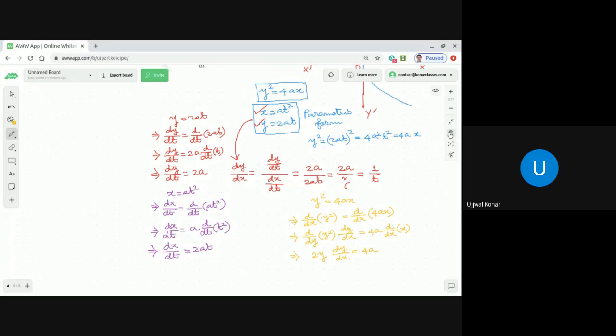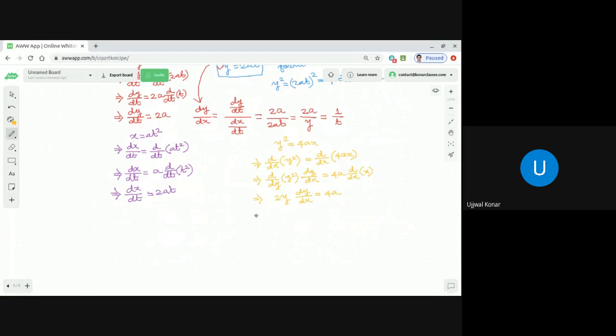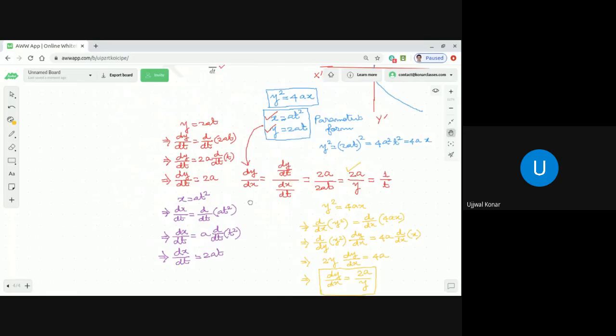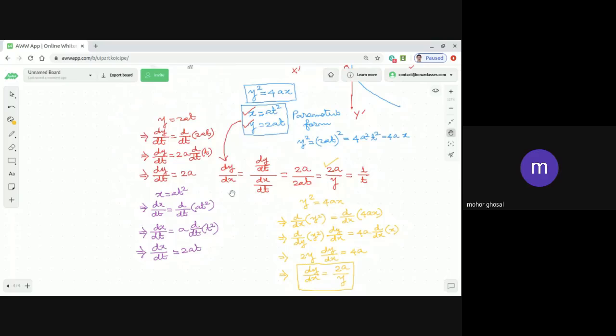Correct, dear student? So from here, we get dy/dx is equal to 4a by 2y, that is nothing but 2a by y. That's what we got in the previous one. Dear students, all of you got it very clearly? Gurman, absolutely clear? And Srijita, Disha, absolutely clear? Okay, great.